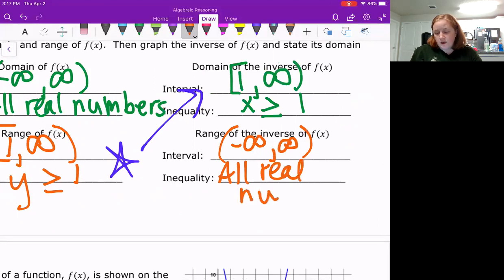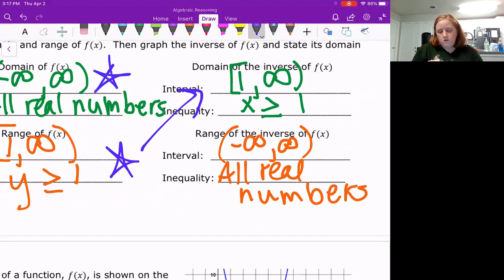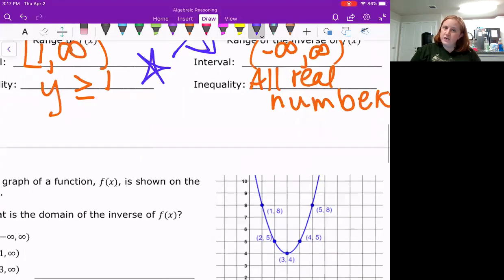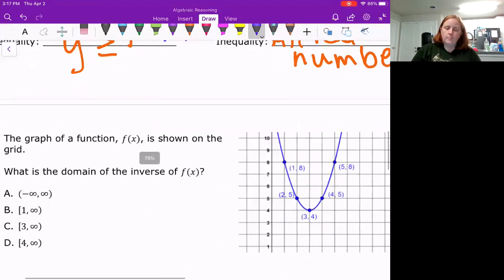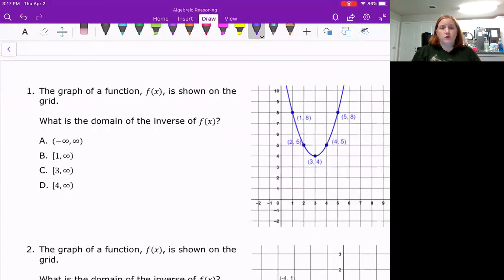And guess where I've seen that before? From the original domain. So just like an inverse table switches the 2 points, inverse domain and range switches from the original as well. So let's use that idea of switching to answer these few questions that we have.